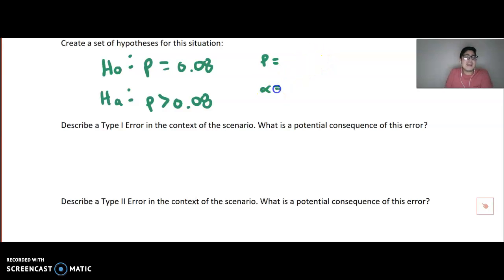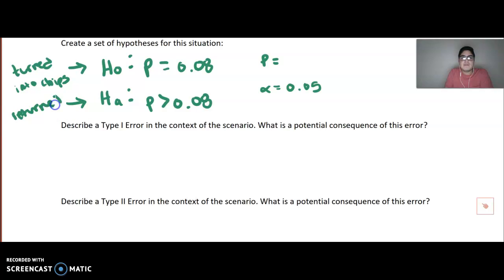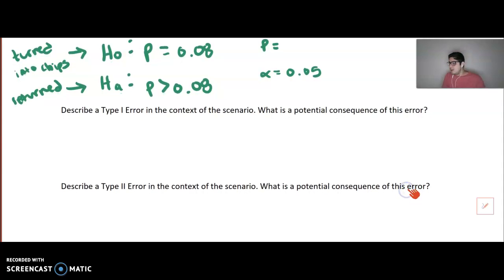So we're going to use an alpha level of 0.05. Now, some consequences here. If the potatoes are good to go, it's 8% or less, then they'll be turned into chips. Now, if it's greater than 8%, then it's just returned. So these are the consequences of these two hypotheses. So we've got our hypothesis ready, we've set a level of significance, we've identified the parameter, and we've talked about some consequences here. So now, let's suppose we commit a type 1 error in the context here.